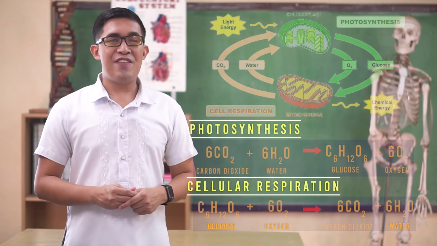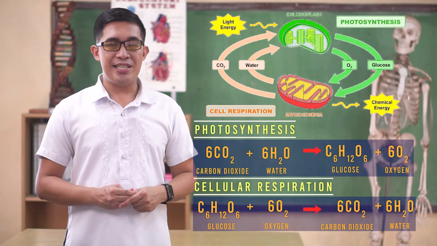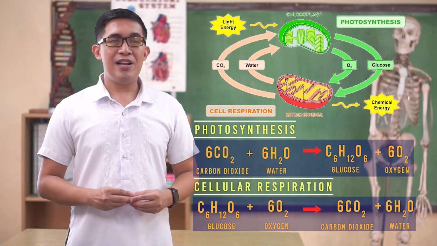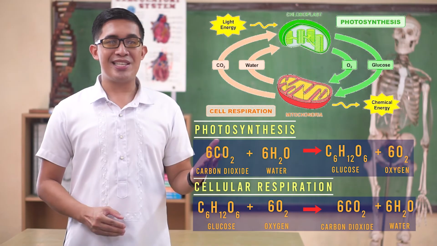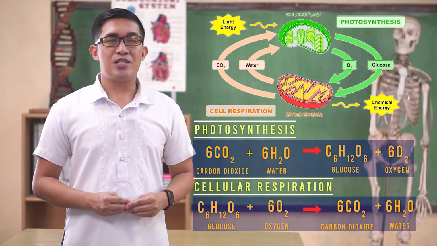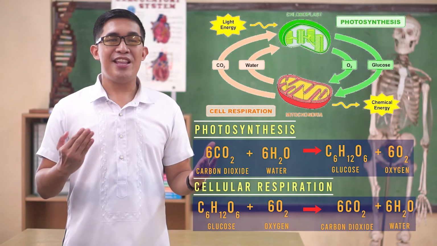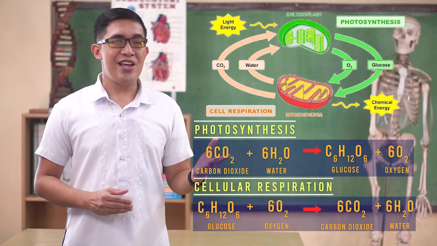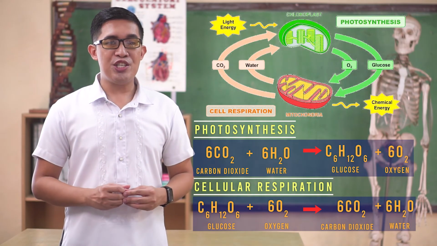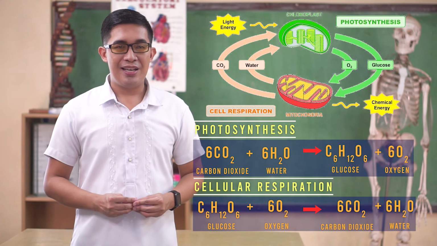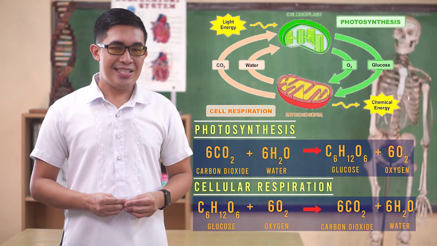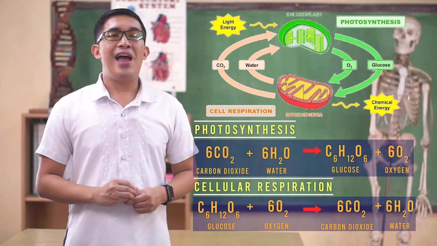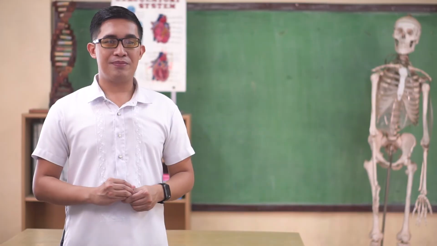Furthermore, we identified that the raw materials in photosynthesis are carbon dioxide, sunlight, and water, while cellular respiration requires glucose and oxygen. The end products of photosynthesis are glucose and oxygen, while in cellular respiration, the end products are carbon dioxide, water, and energy in the form of ATP. The cell structure involved in photosynthesis is chloroplast, while in cellular respiration, cytoplasm and mitochondria are involved.